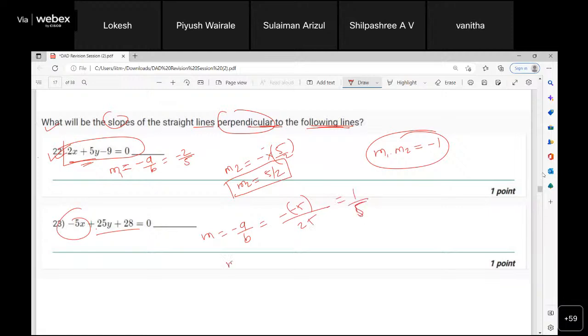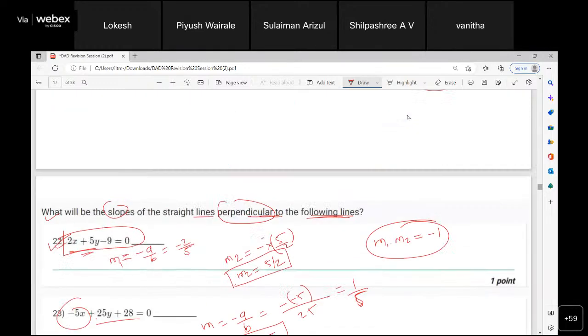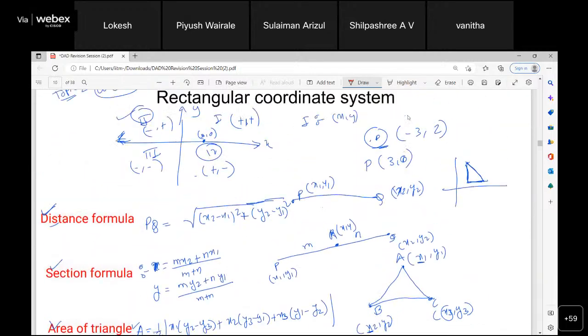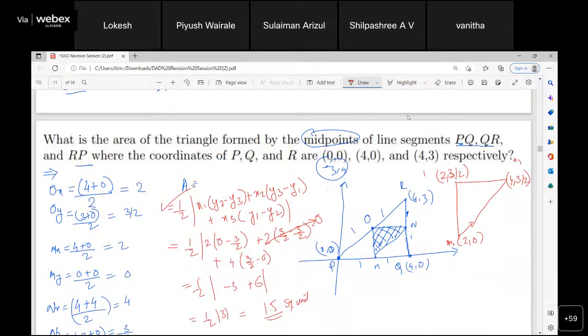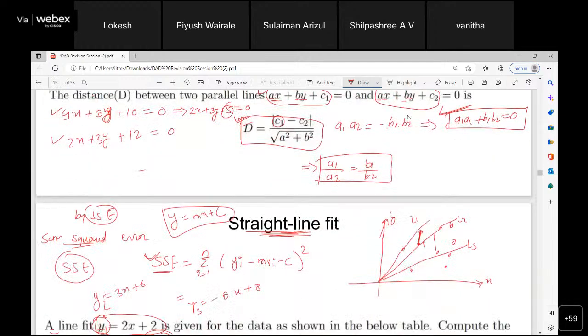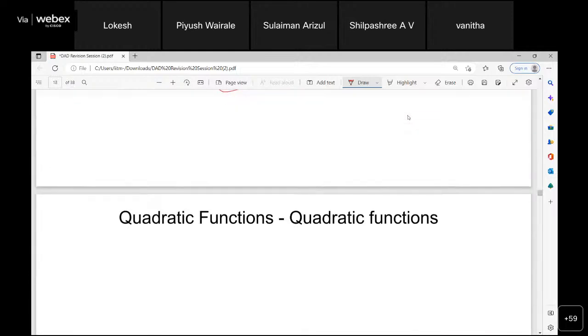So my slope will be minus 5. Yeah, slope will be minus 5. Simple thing. But you can expect questions based on a combination of different things, like area of a triangle, where you need to find the midpoint also, and the section formula also. Such questions can be based on 2-3 concepts, not this simple.